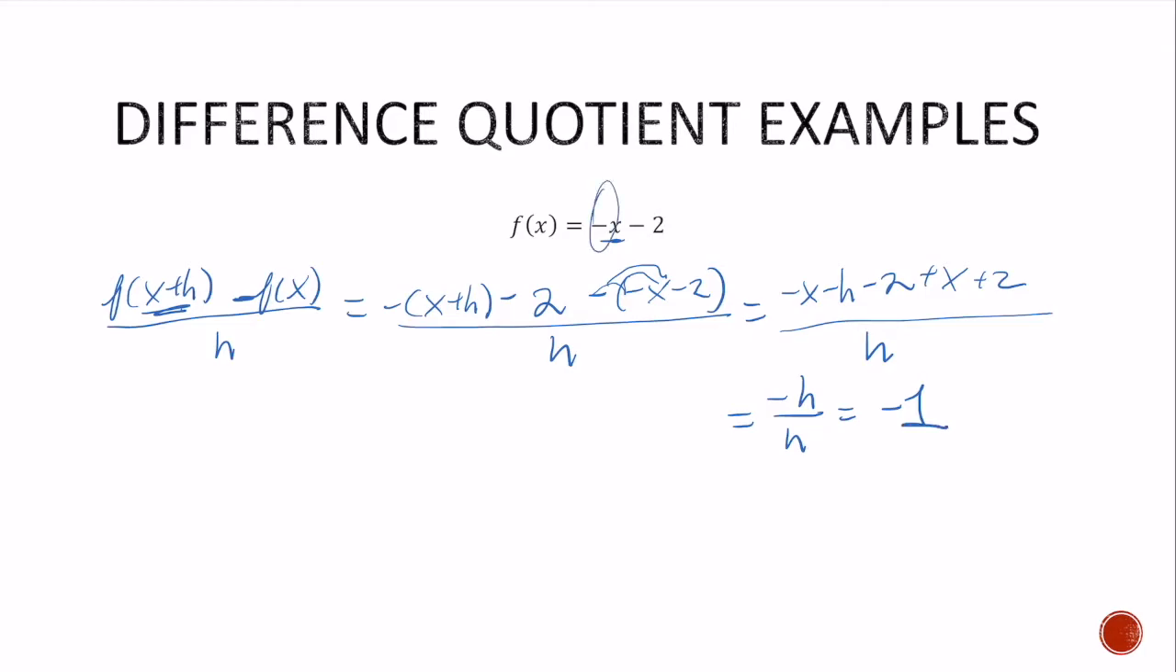Notice how that's the slope, right? This is a linear equation with a slope of negative 1, right? So this gives us the rate of change. Now, sometimes when we solve for the rate of change, we'll have h left over, and that's okay. Let's work through an example where that is the case.